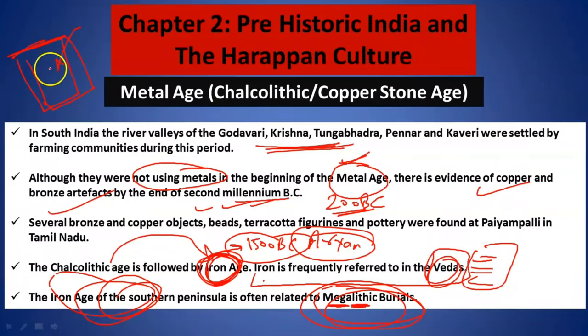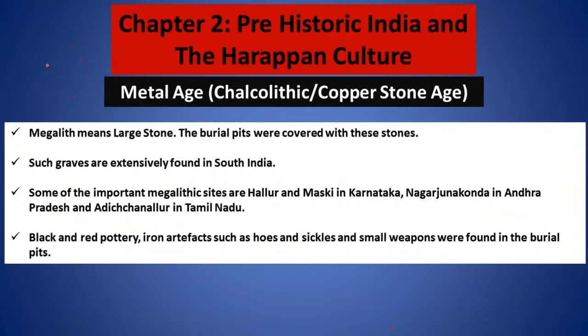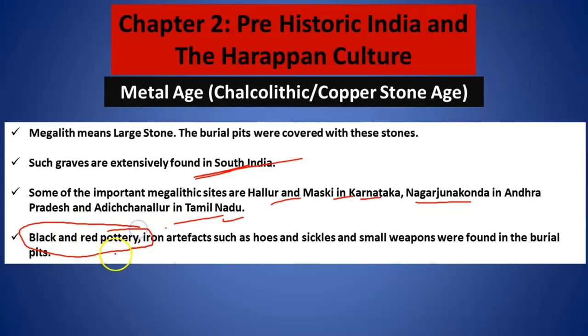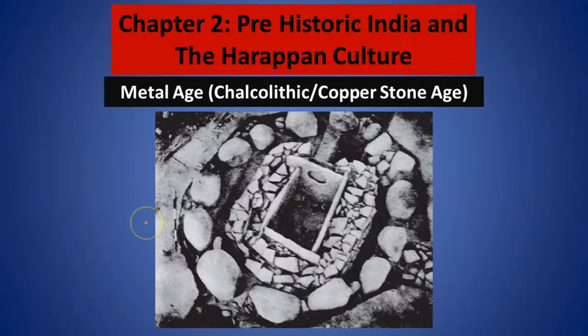Megalithic burials were used in South India very frequently. Megalithic means large stones, and these graves are extensive in South India. These are some of the sites where you can see them. Now, red and black pottery was also very extensive, along with iron artifacts, sickles and hoes. These were found along with the burial pits. This is an example. As you can see, the big stones, so that is why these are known as megalithic burials.